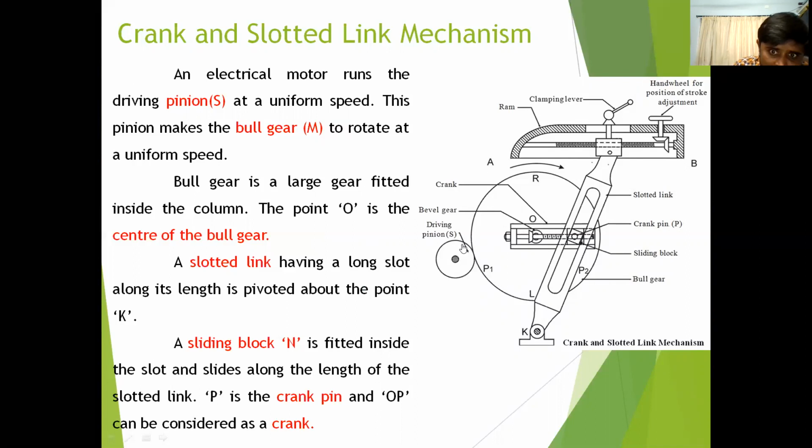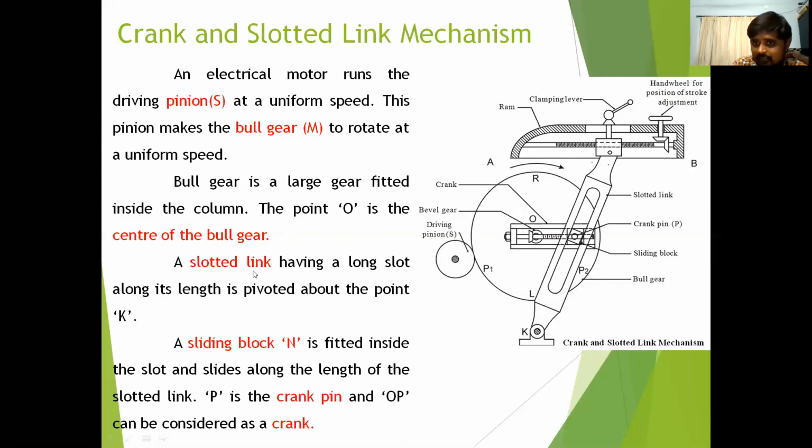The driving pinion is connected to the bull gear. The larger one is called the bull gear. If you switch on the motor, the driving pinion will rotate, and the bull gear is going to rotate at a uniform speed. The bull gear is a large gear fitted inside the column. The point O is the center of the bull gear.